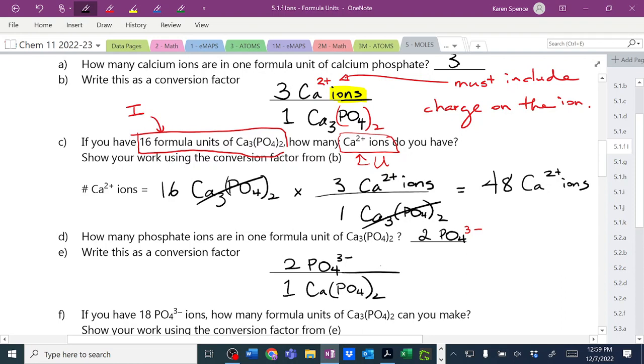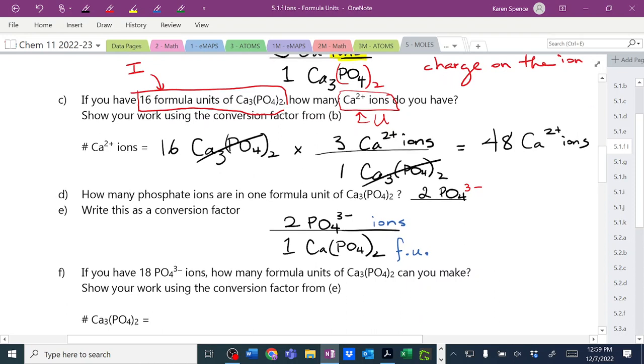And you can write the word ion here. And you can write the word formula unit, which has the unfortunate abbreviation of FU. I'm sorry. Or you can just leave those off altogether. As long as you're writing the charge, we know it's an ion. So you don't need to say ion if you've put the charge on it. And if you write Ca3(PO4)2, you don't have to write formula unit there. Okay.